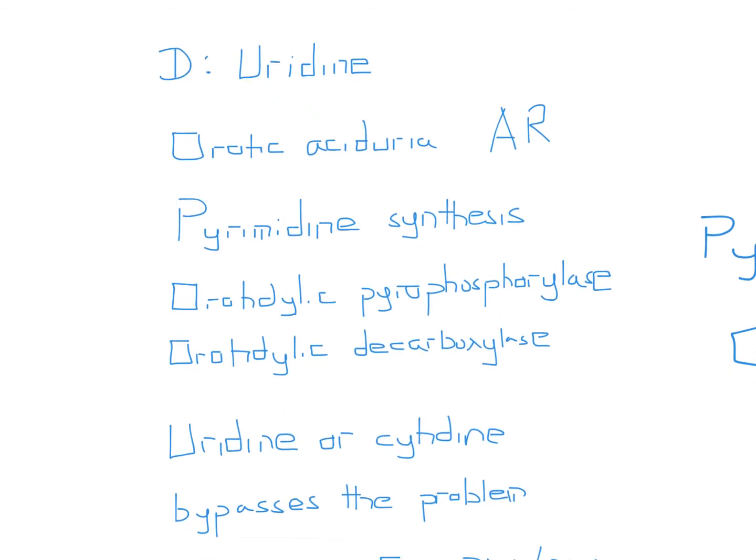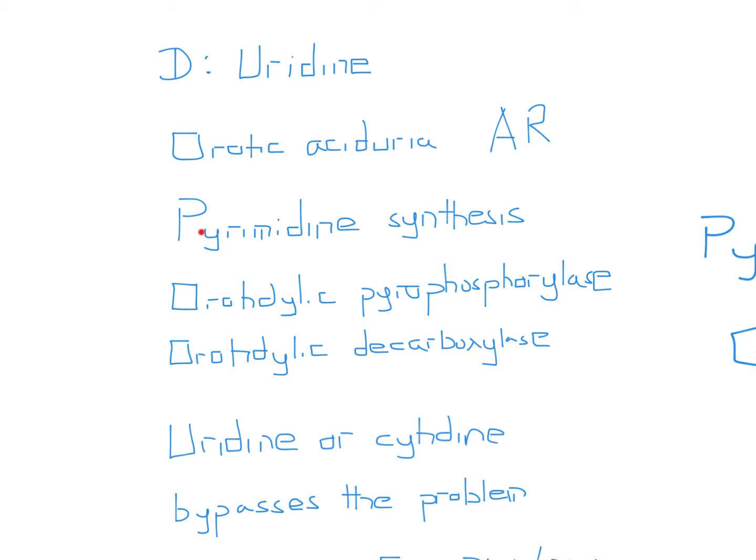So just going back to biochemistry. We have the pyrimidine synthesis pathway, which is necessary for creation of the building blocks for RNA and DNA. And so for that, the problem here is impairment of these enzymes, orotate phosphoribosyltransferase and OMP decarboxylase. I'm probably saying these things wrong, but essentially giving uridine or cytidine bypasses the problem.